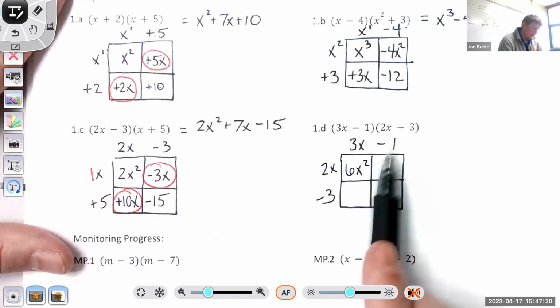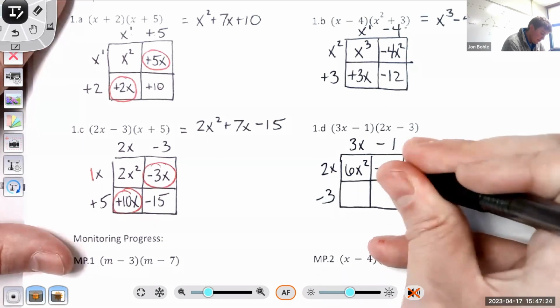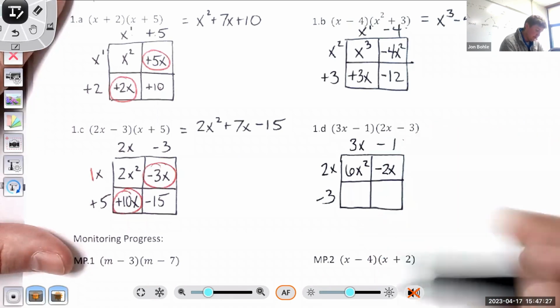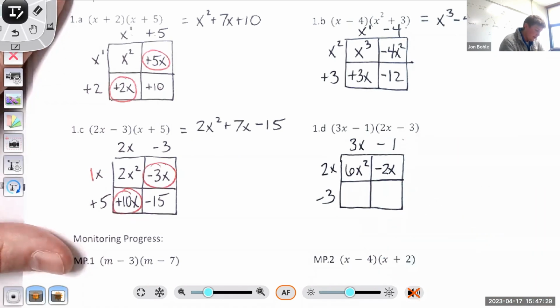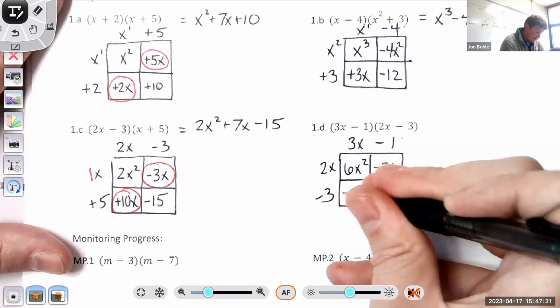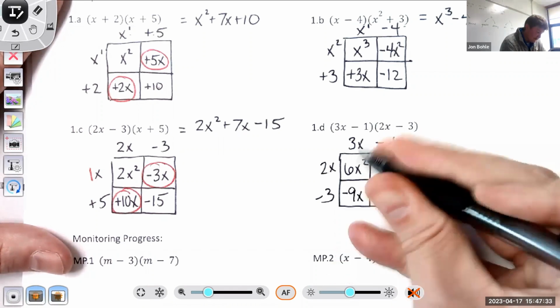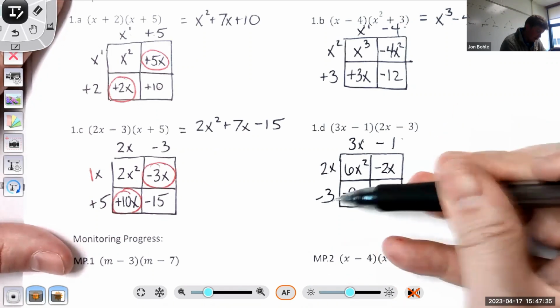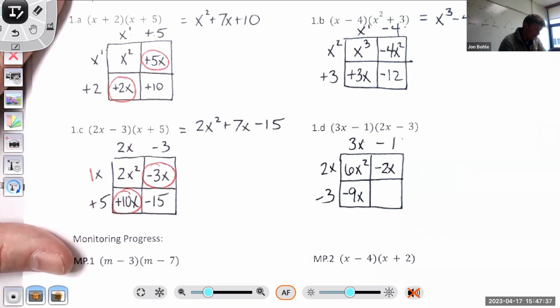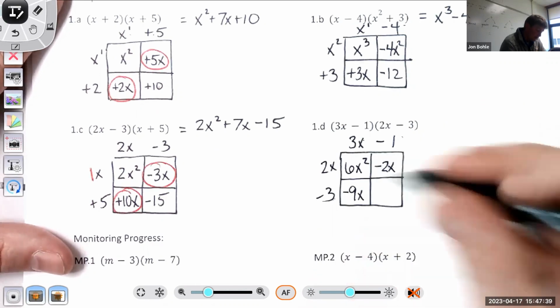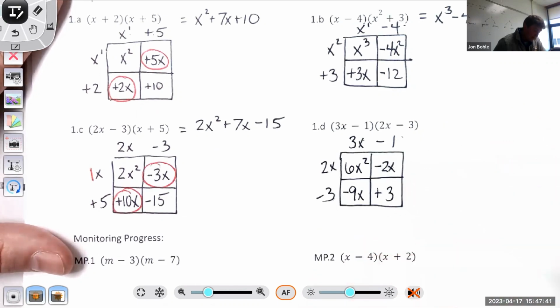Okay, then I'm going to go here, -1 times 2x, -1 times 2 is -2. X times no x's will be just x. 3x times -3 is -9x. -3 times 3 is -9. X times no x's will just give me an x. And then here, -3 times -1 is +3.